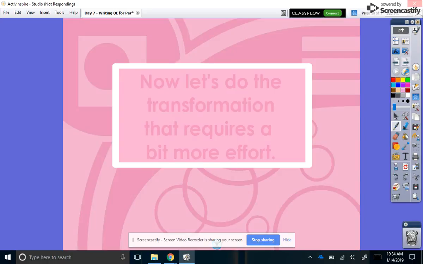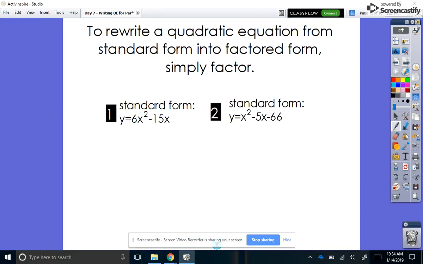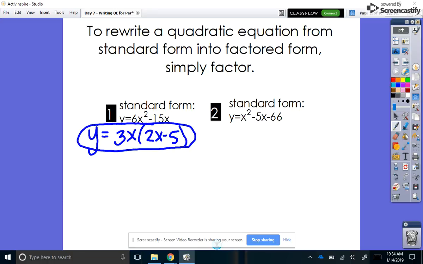Next, we're going to do some transformation that requires a bit more work. So from standard form to factored form, you just need to factor. For number 1, I have 2 terms, so I'm going to factor something with 2 terms by taking out a GCF. Here I can take out a 3x, and I will have 2x minus 5 left, and that's it.